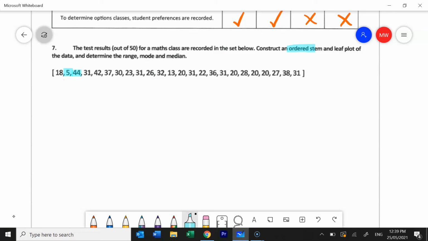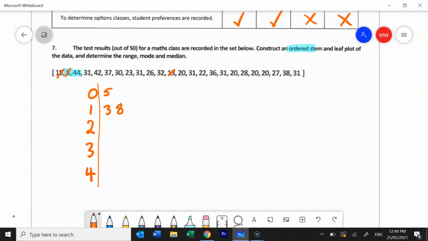So what I'm going to do is draw a line down like this, and I'm going to arrange my tens over on the left. So I've got 0s, 10s, 20s, 30s, and 40s. And then as I find these numbers, I'm going to strike them off and add them to my stem and leaf plot. The next one is 13, the next one is 18.